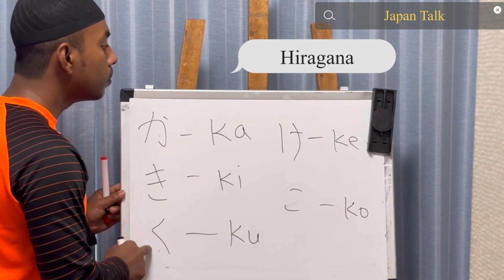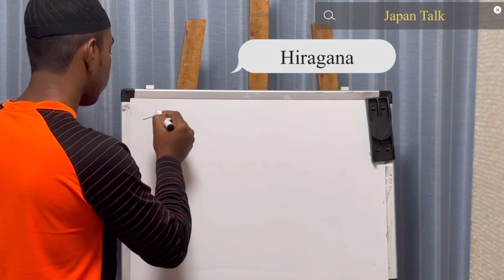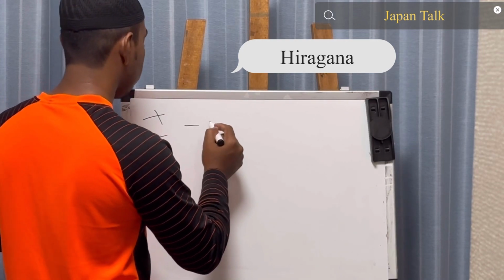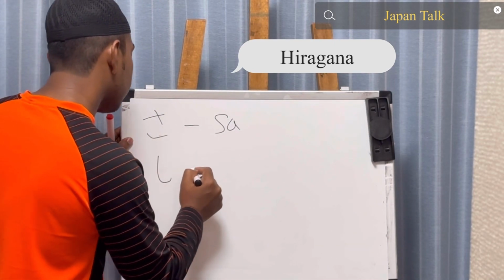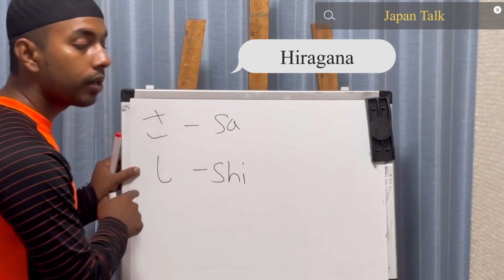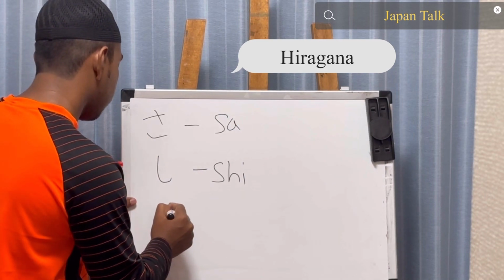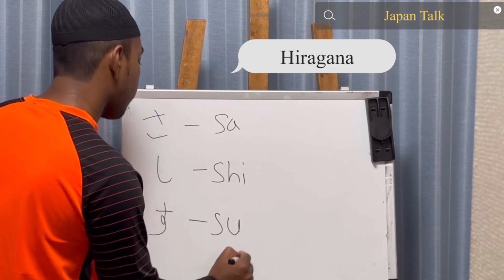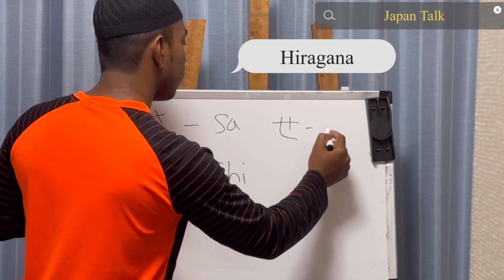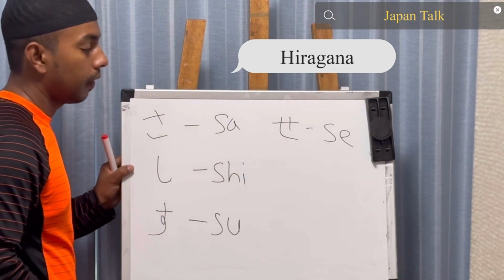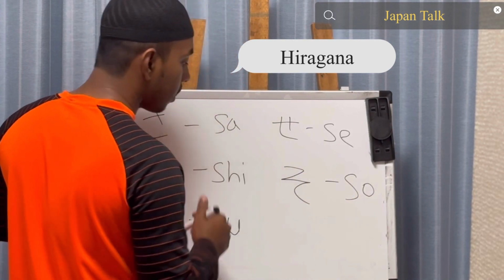Ka, ki, ku, ke, ko. So this is called sa. And then she. This is not si, it is she. Sa, she. And then su. And then se. And the last one is so. So please take care about it.